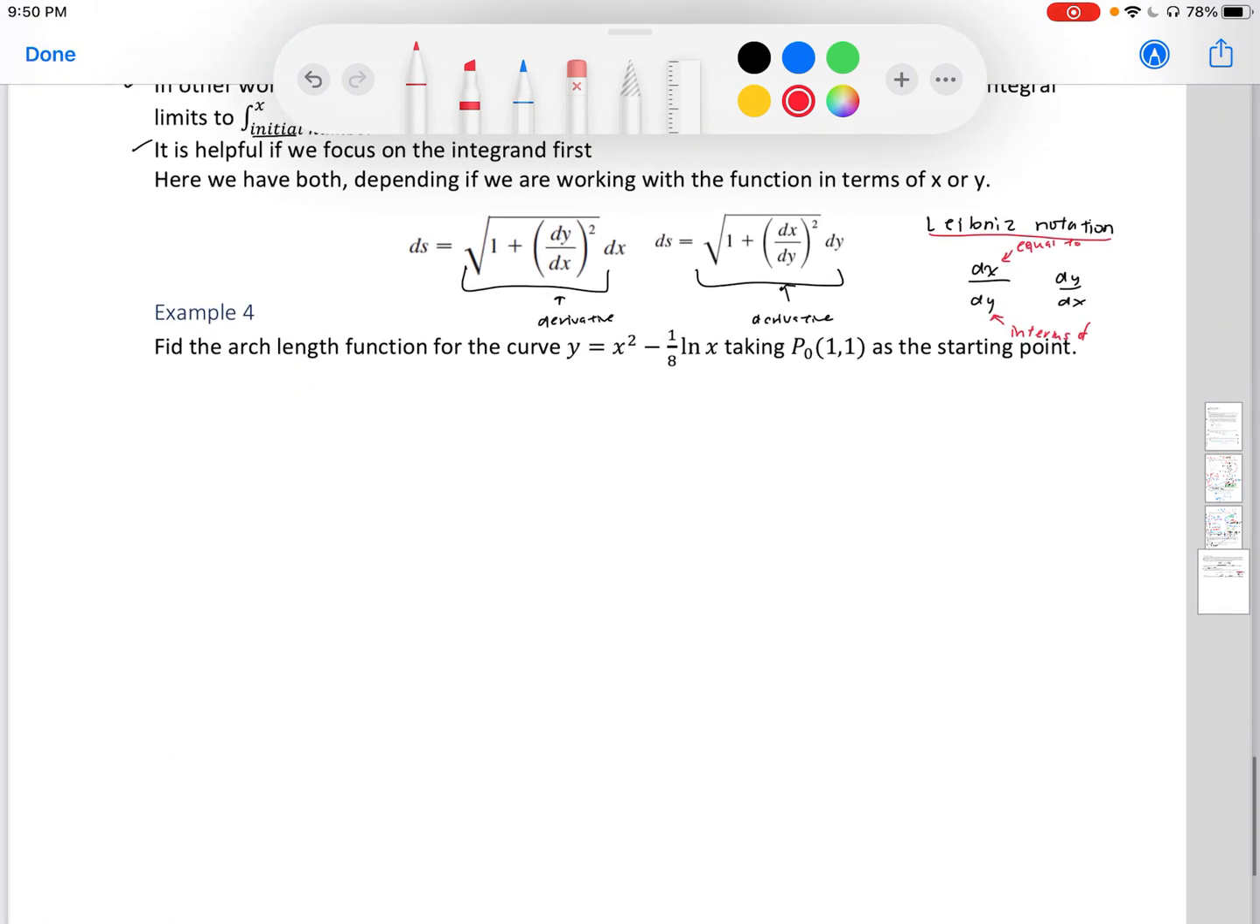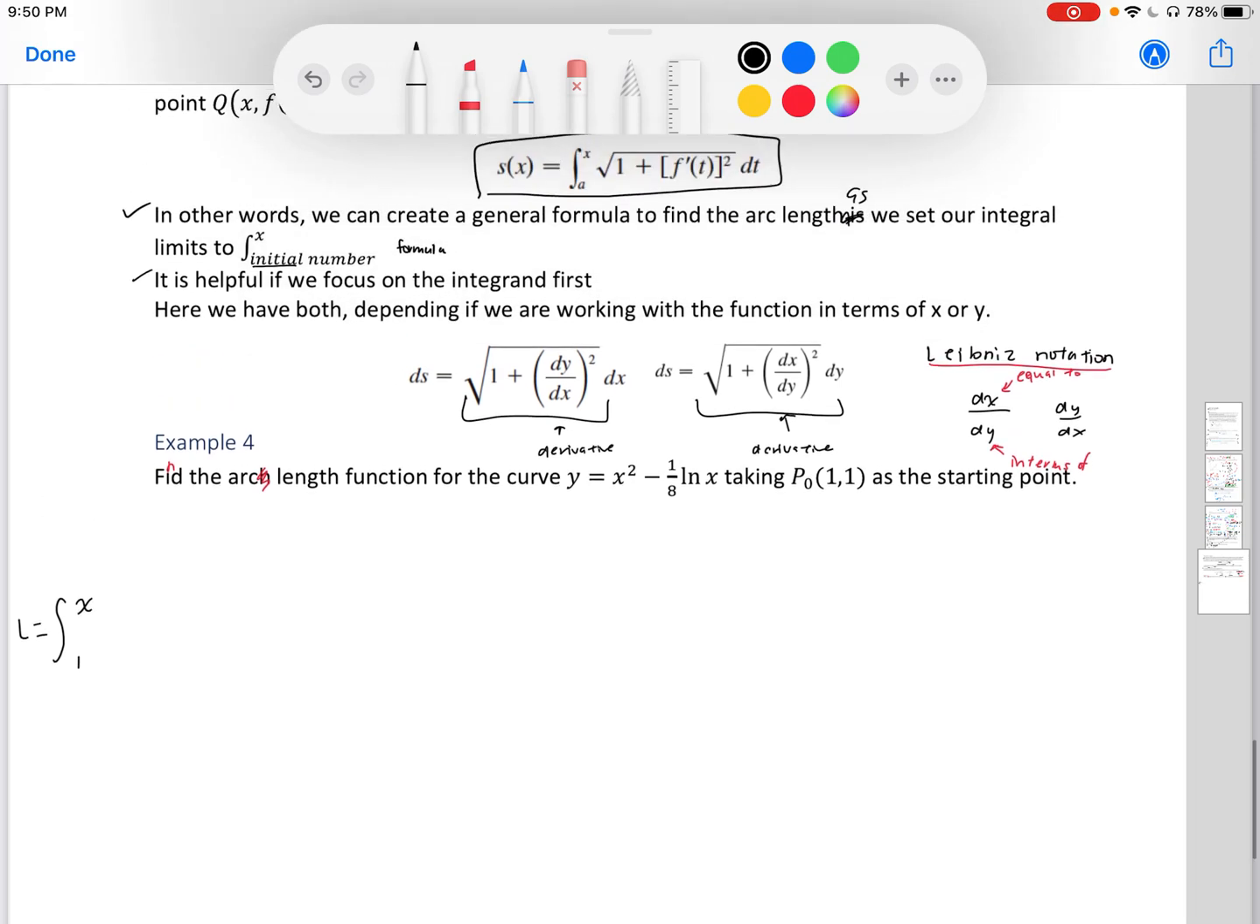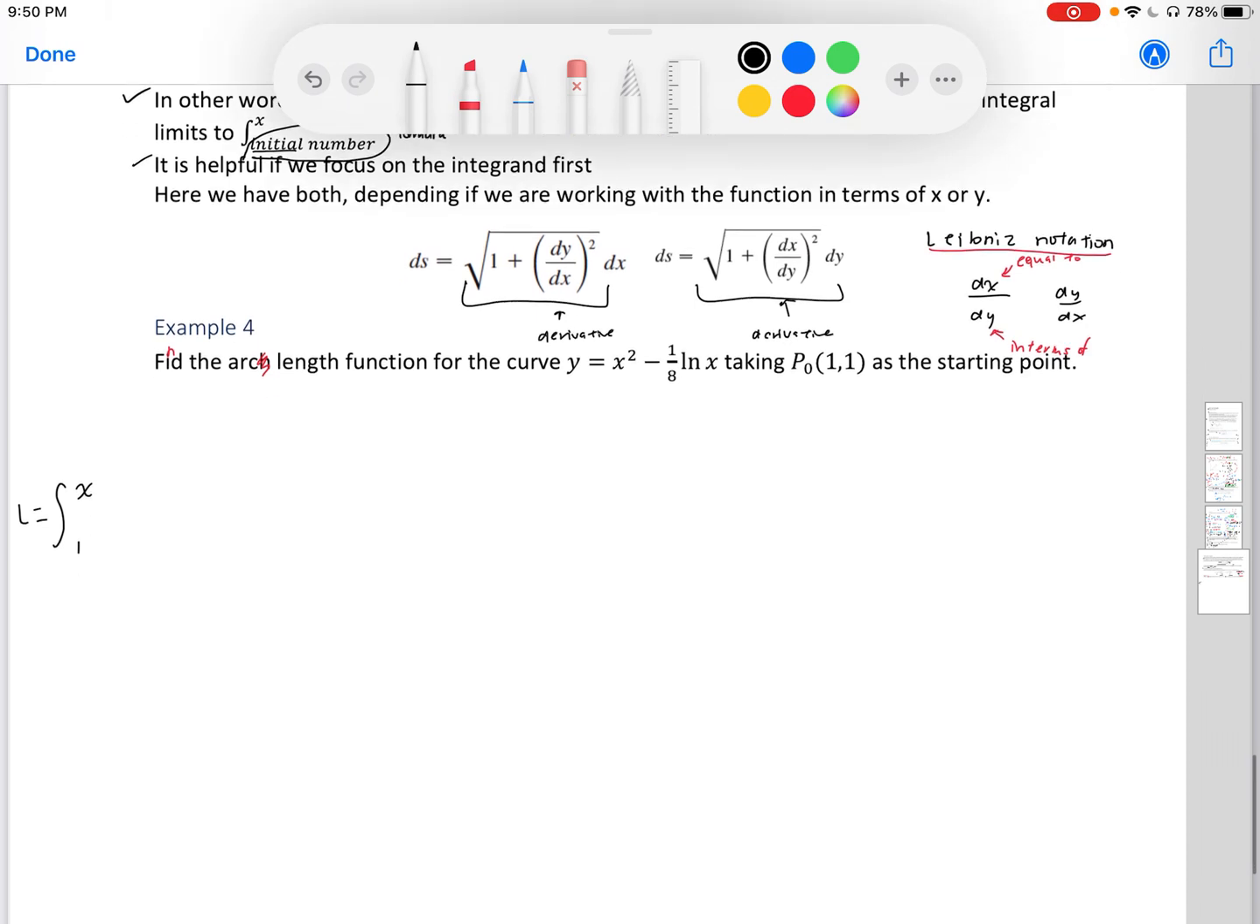Okay, let's do this next example. Find the arc length function for the curve y equals x squared minus 1 over 8 ln of x, taking P sub 0, the point 1 comma 1, as the starting point. Okay, so we know our starting point, but we don't know the ending point, so we'll just let that be x. So our formula will start from 1 and go all the way to x. Remember, the starting number goes on the bottom. Now let's write our formula.